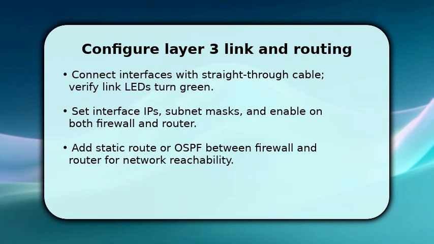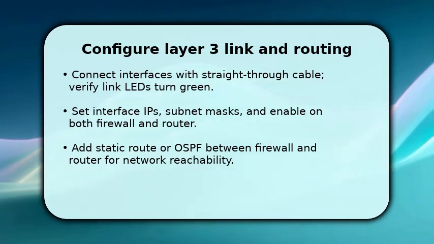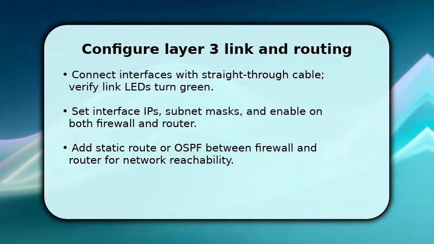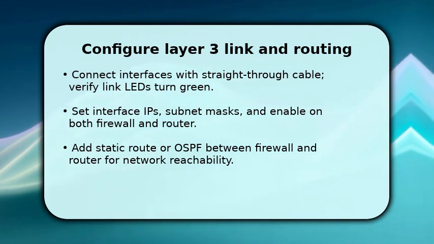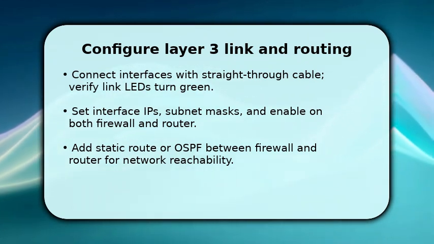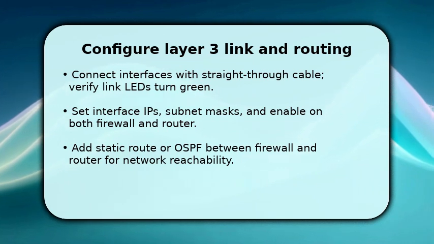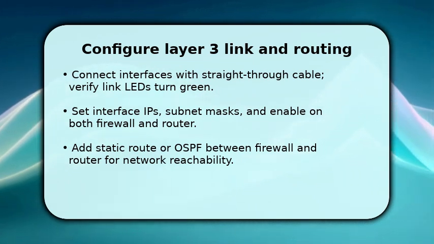Now you physically connect the chosen firewall interface to the router interface using the straight-through cable, then verify the link is up. On the router, configure the interface IP and mask, and do the same on the ASA firewall interface using management or physical commands.